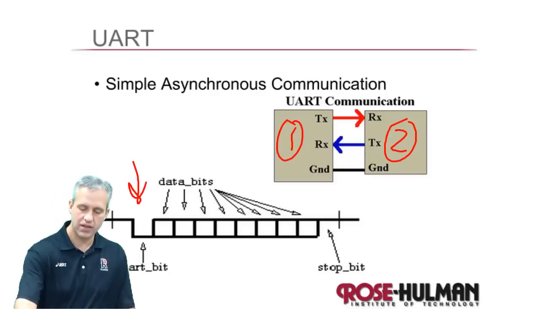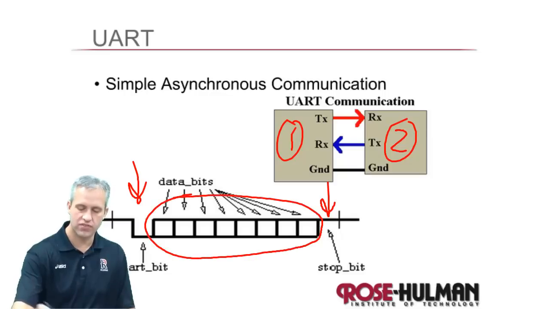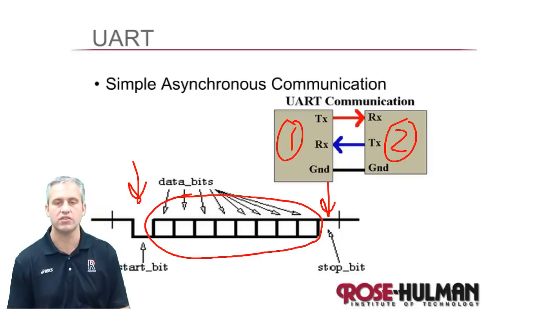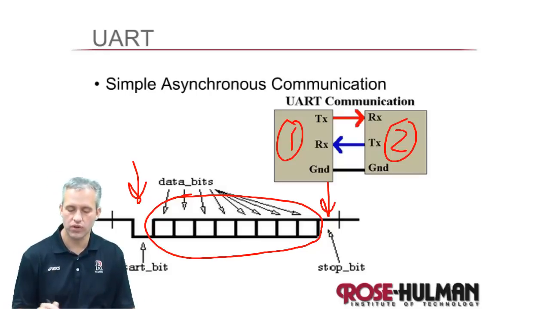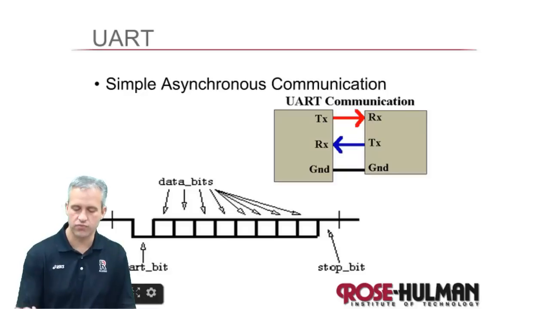They actually have 10 bits. They have a start bit, a stop bit, and then 8 bits of data. So if you want to send more than 8 bits, you have to do it in multiple messages. Really simple, really popular mechanism for communication.